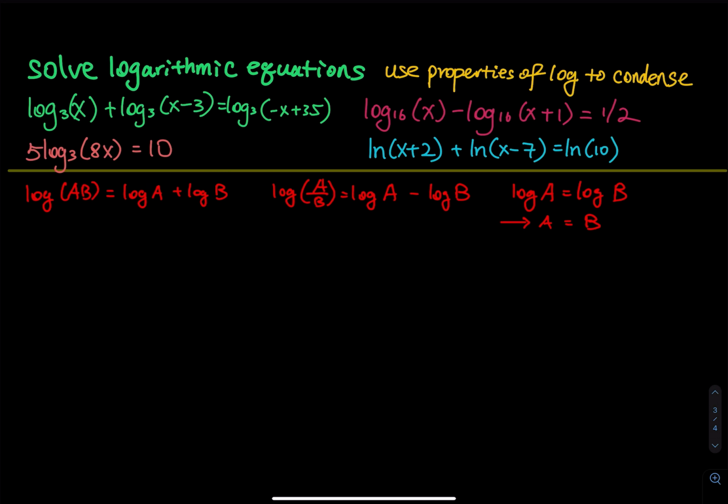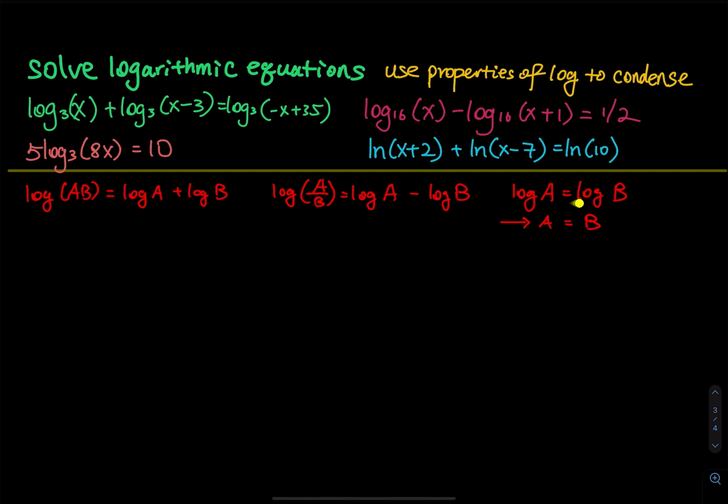Solving logarithmic equations, we will be using these properties a lot. So everything in red: log of a times b. By default, I assume it is base 10, but that works for any base. Log of a plus log of b. Log of a divided by b is log of a minus log of b.